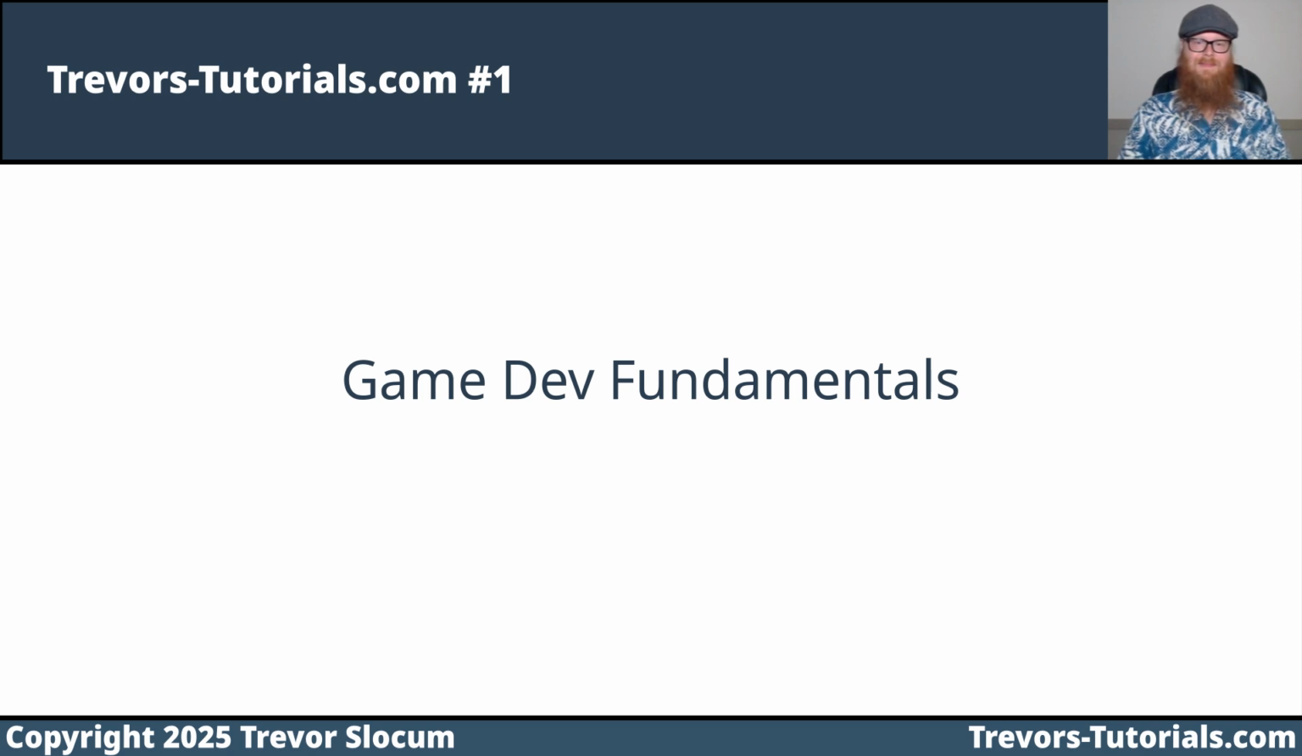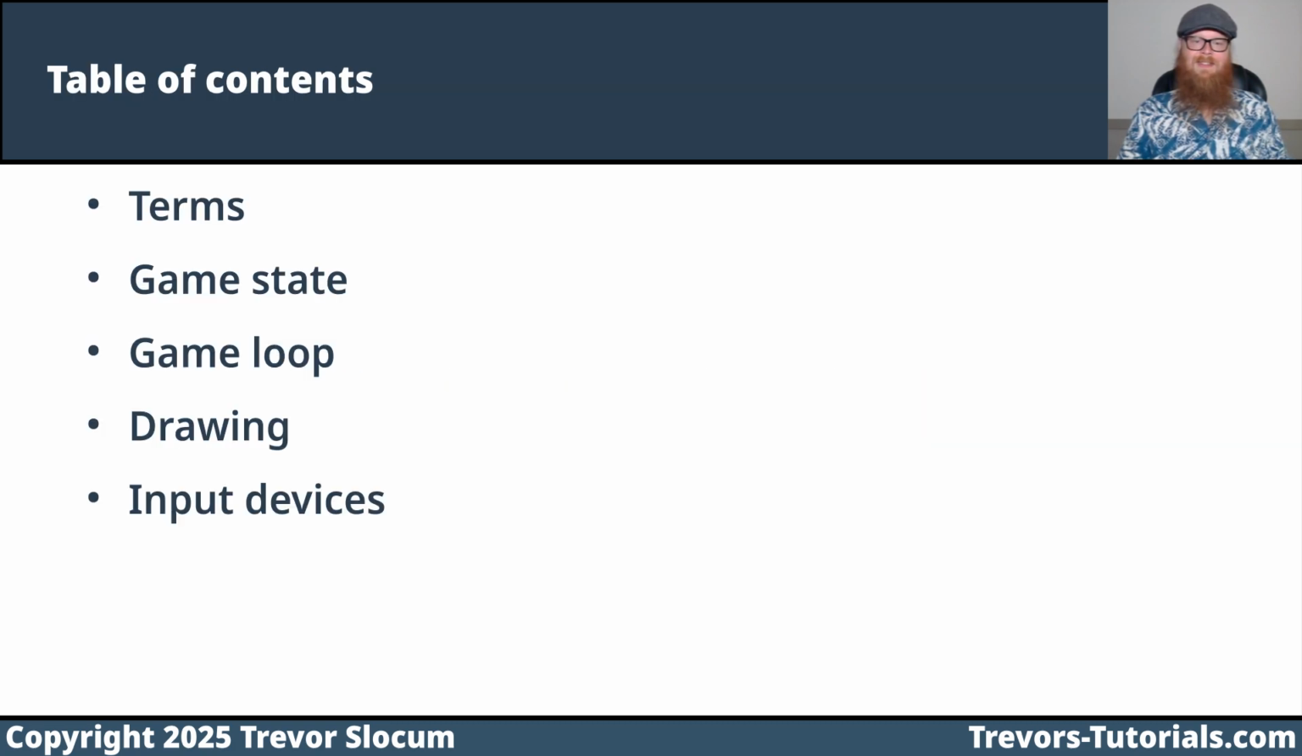I'm Trevor Slocum. In this tutorial, we'll go over a few fundamental concepts and elements of video game development. We'll define a few terms, talk about what the game state is, how game loops are typically implemented, the coordinate system we'll use when we draw onto the screen, and some input devices that are commonly used to play video games.